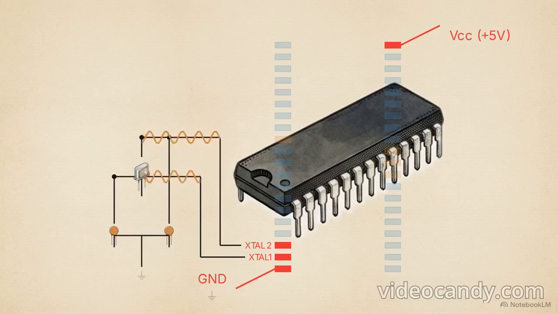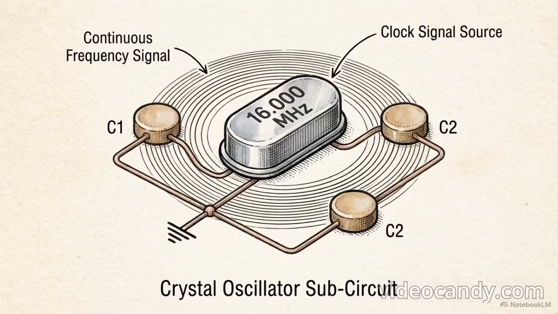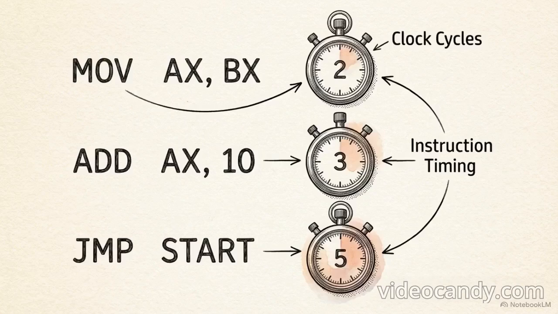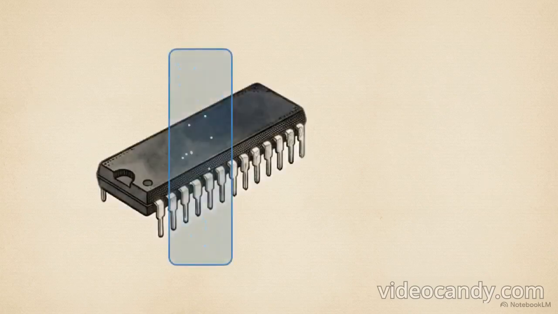Next to them are pins 18 and 19, labeled XTAL1 and XTAL2. These connect to an external 12 MHz crystal oscillator and a pair of capacitors. An oscillator is an electronic circuit that produces a repetitive, oscillating electronic signal, acting as the system's mechanical heartbeat. This external crystal generates the strict machine cycles that time every single internal operation the CPU performs. Every line of assembly code takes a highly specific number of these clock cycles to execute.